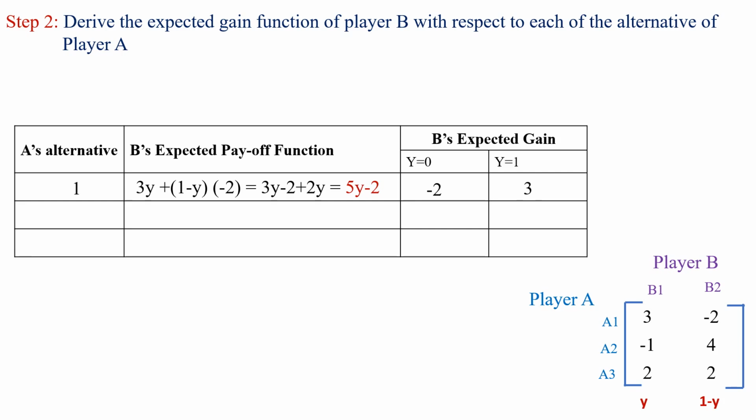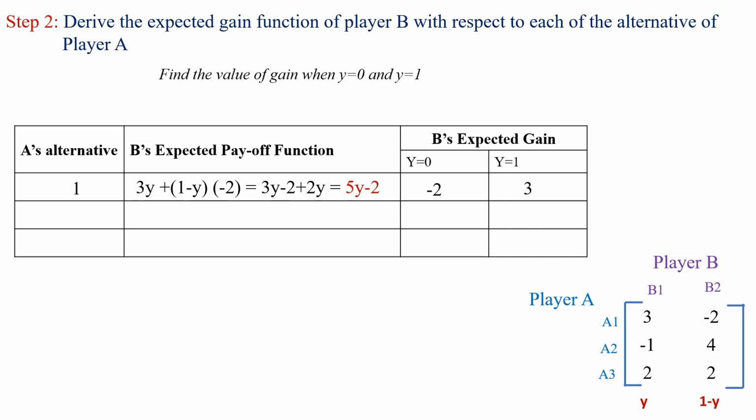The next column is B's expected gain. Here we have to substitute y equal to 0 in the payoff function, then determine the gain value. Similarly, we substitute y equal to 1 in the payoff function, then determine the gain value. First we substitute y equal to 0 in the payoff function, that is 5y minus 2. Here, substituting y equal to 0, the gain value is minus 2. Similarly, substituting y equal to 1 in the 5y minus 2 payoff function, the value becomes 5 into 1, 5 minus 2, which is 3.